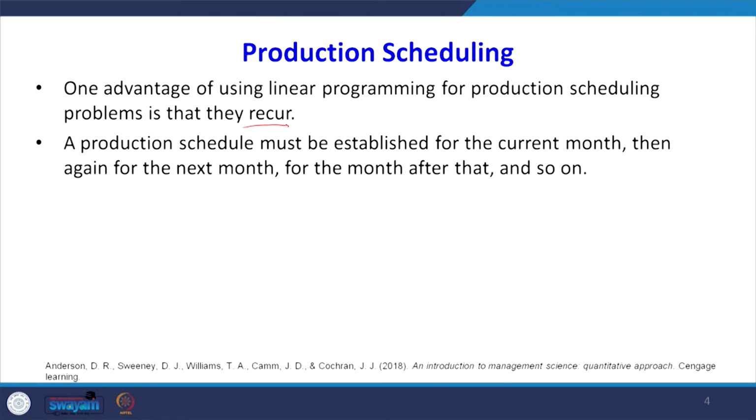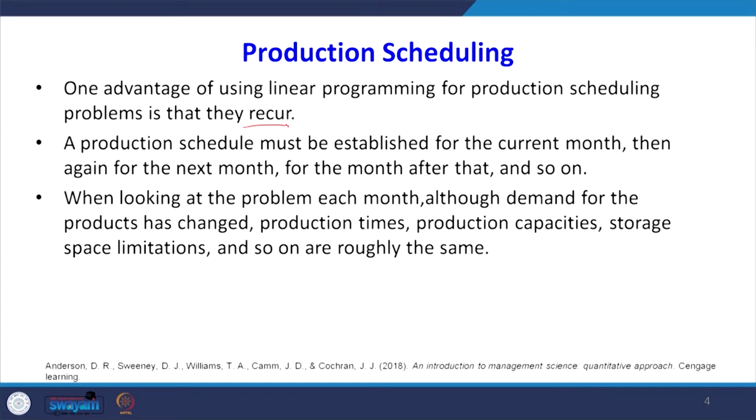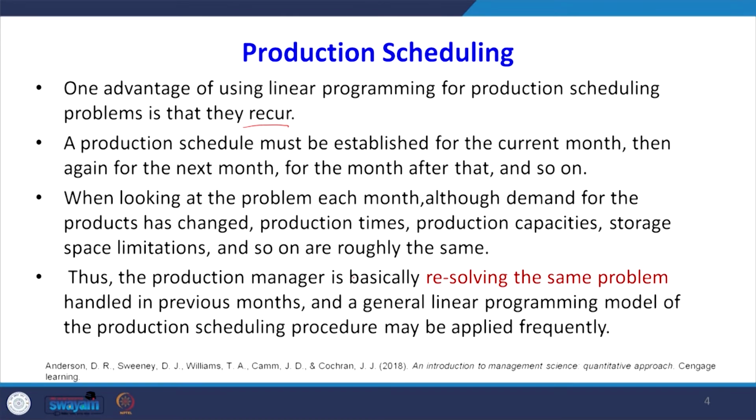A production schedule must be established for the current month, then again for the next month, for the month after that, and so on. When looking at the problem each month, although demand for the product has changed, the remaining factors like production times, production capacities, storage space limitations, and so on are roughly the same. Only the demand will change. The same model can be reused for different periods.